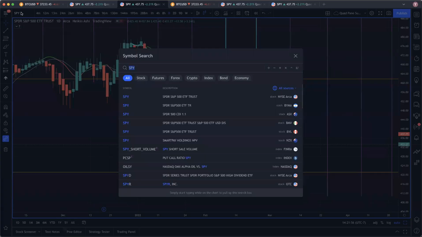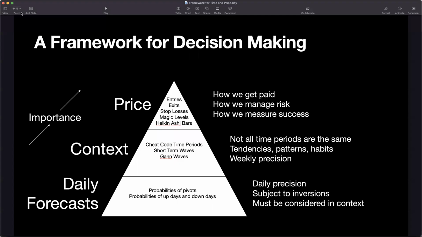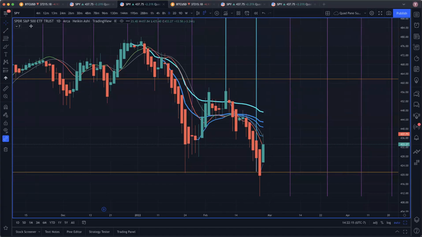Okay, so let's go back and take a look at context. When we look at context, we can look at the timing, the cheat code time periods, short-term waves, and Gann waves, because this is important because not every day is the same. So when we look at the SPY or the Qs, we've finished our two teal lines in the cheat code time period here. So we got through those, and what typically happens with these, and this isn't a guarantee, this is just observations of past behavior, is we tend to see major pivots around this timeline.